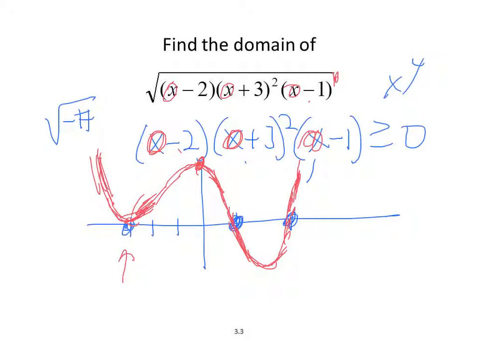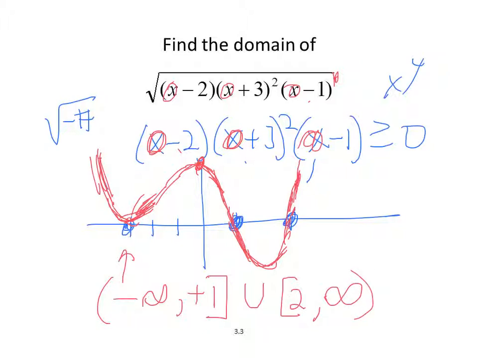So when is this graph greater than or equal to 0? Well, from negative infinity, there it's equal to 0, so that's okay. It's not dipping down below. And then it keeps going back up, and then it's equal to 0 again at 1. So we're going to go from negative infinity until positive 1, and we're going to make that a hard bracket because of the equal to. And we're going to say or, and we get another hard bracket at 2, and we're headed to infinity. So that's the domain for this function.